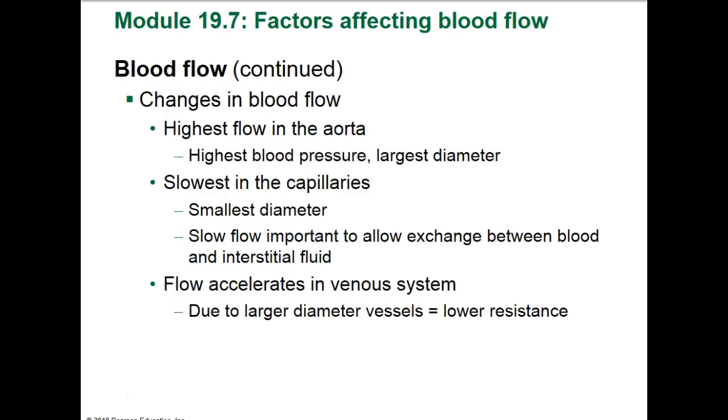When we look at blood flow, the highest flow is in the aorta. That's also your highest blood pressure, the largest diameter. Blood flow is slowest in the capillaries. You have the smallest diameter. You have slow flow that's important to allow for the exchange, as we keep saying. And then the flow accelerates in the venous system because you have larger diameter vessels and therefore lower resistance. So at that point, we just want to get it back to the heart.